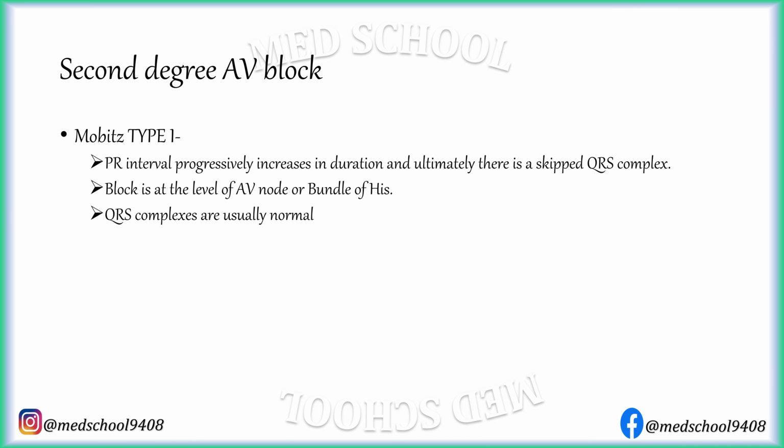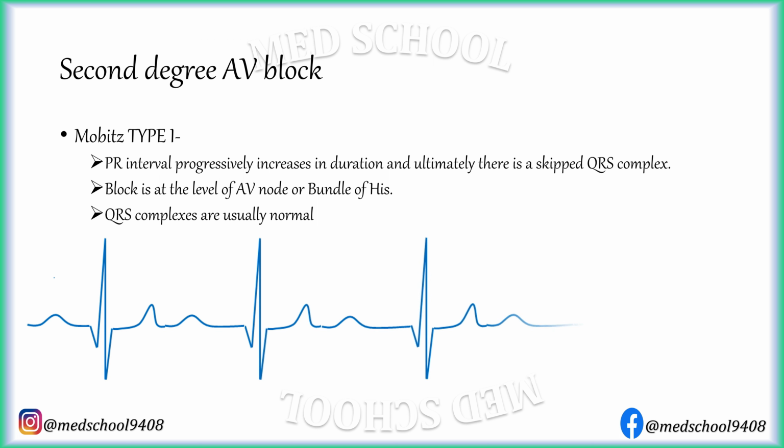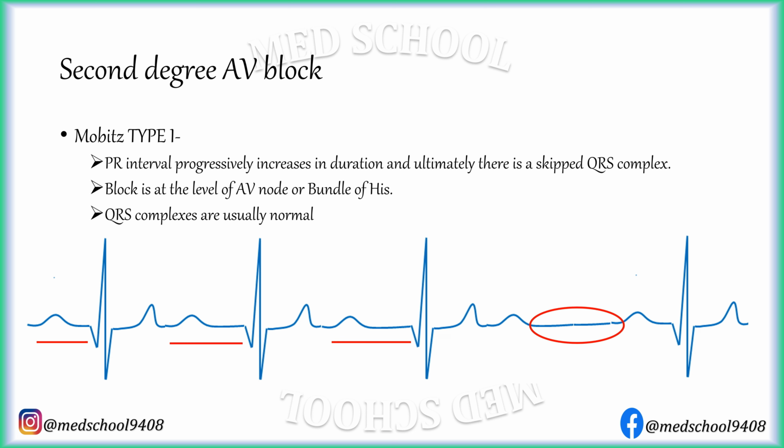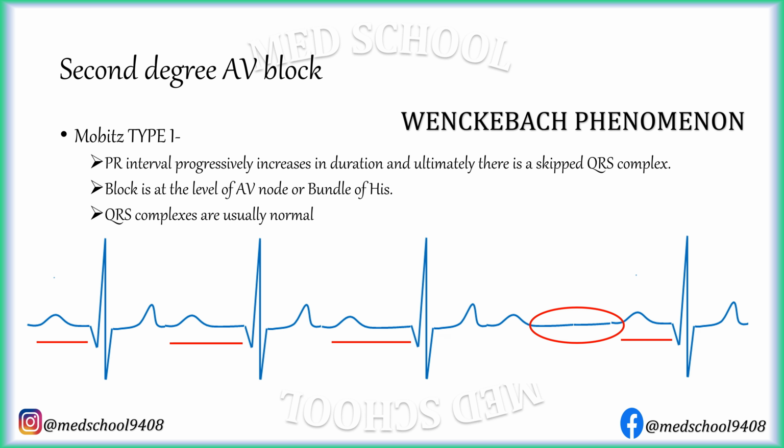Second degree AV block is further divided into Mobitz Type 1 and Type 2. In Mobitz Type 1, PR interval progressively increases in duration and ultimately there is dropped QRS complex. After dropped QRS, PR interval comes back to its original duration and the cycle is repeated. This is called as Wenckebach's phenomenon.